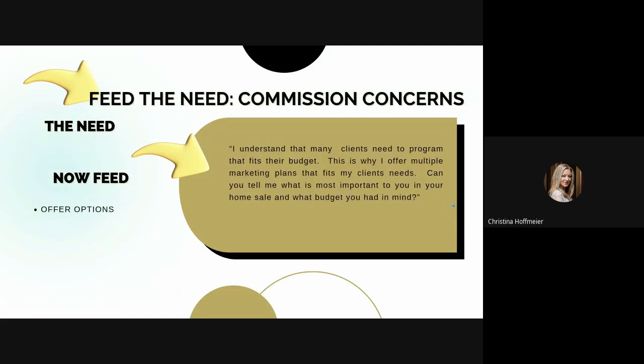All right, commission concerns. This is like the big one, commission concerns. So the need would be commission concerns. But again, let's get down to the nitty gritty and figure out why. We need to figure out why. We need to get in their head. We need to figure out what they're feeling, what they're thinking, so that we can offer options.